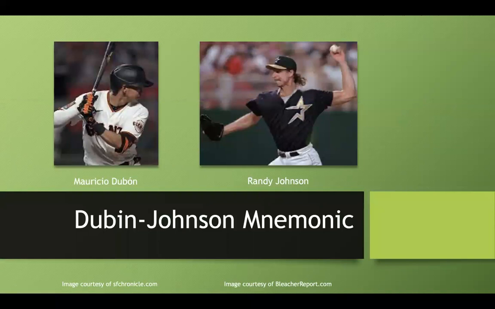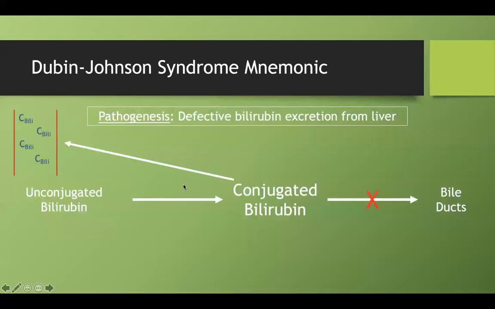My mnemonic for Dubin-Johnson: I'm a San Francisco Giants fan, and I always remembered this because we had Mauricio Dubon on our team for a little bit, and I just picture this Dubin-Johnson as a matchup between pitcher Randy Johnson and Mauricio Dubon. So how I picture this in my head is that the baseball is still getting thrown to the batter. So we're still getting it conjugated. From the pitcher to the batter, and then Mauricio Dubon just hits one out of the park. And so the bilirubin ends up all the way over here in the bloodstream. So that helped me remember that in Dubin-Johnson, you do actually conjugate it before it goes into the bloodstream.